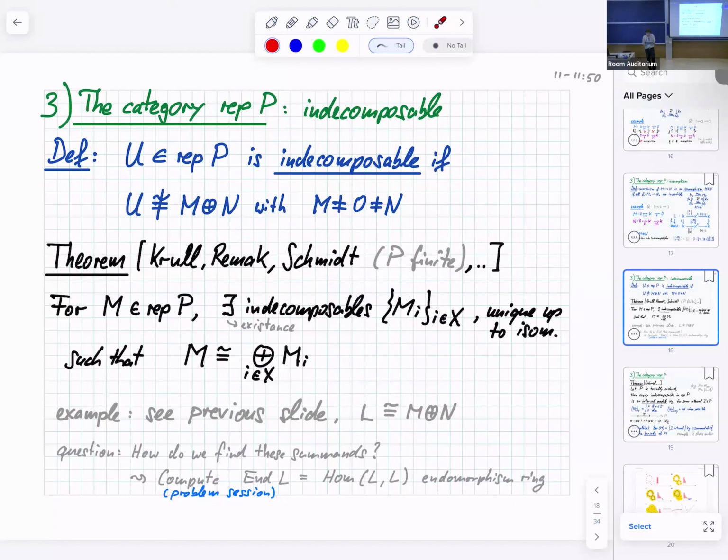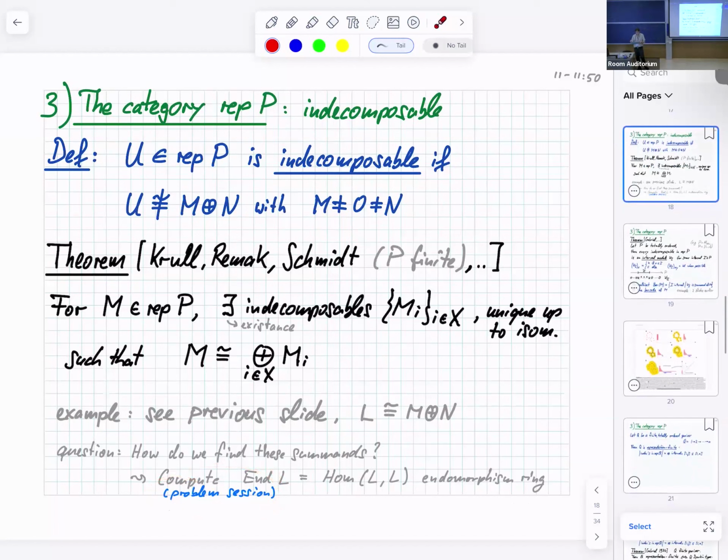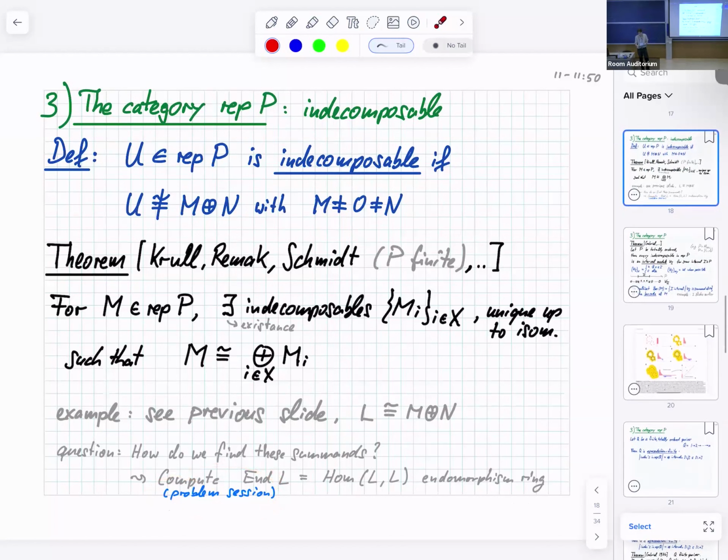And I might want to give you such an example in the problem session. Are you ready to do some calculations? Yeah? Okay, so we can do that later. That's the main point. Instead of looking at the module, look at its endomorphism ring. You will understand the module much better. Okay? Good.